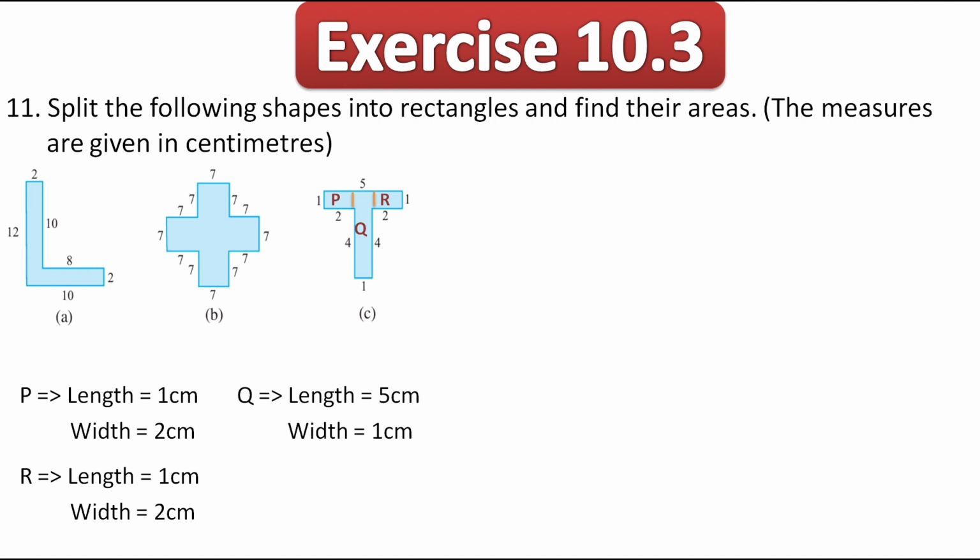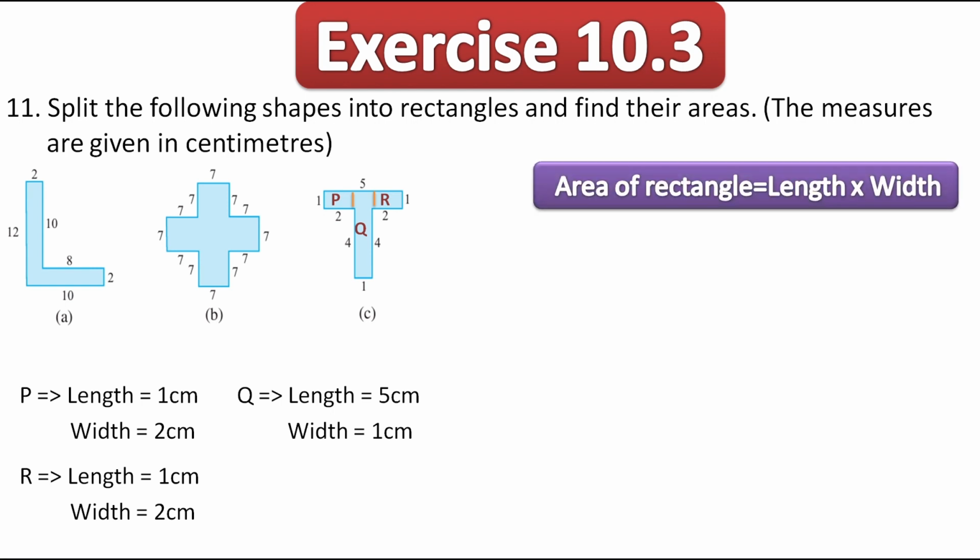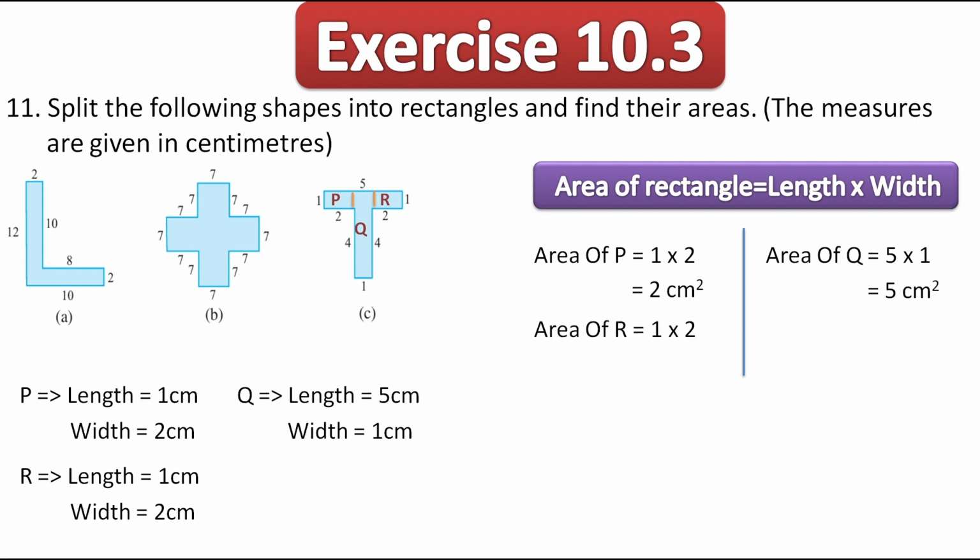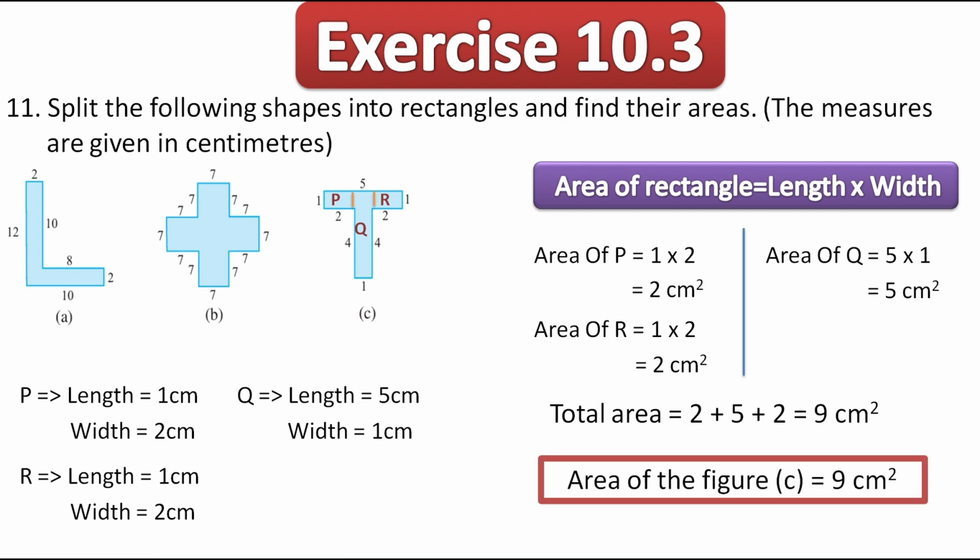So the area of rectangle P is equal to 1 into 2, which is equal to 2 centimeters square, and the area of Q is equal to 5 into 1, which is equal to 5 centimeters square, and the area of R is equal to 1 into 2, which is equal to 2 centimeters square. So here the total area is 2 plus 5 plus 2 is equal to 9 centimeters square. Therefore, the area of figure C is equal to 9 centimeters square.